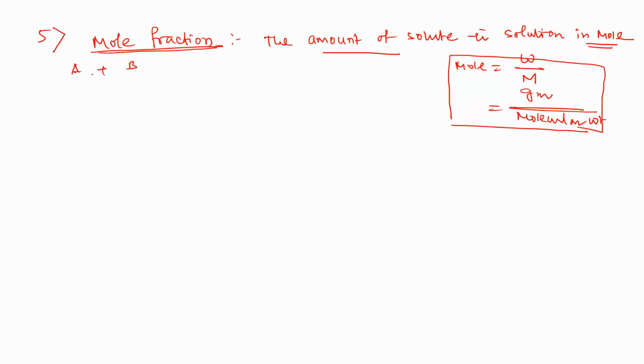Okay, so in the solution medium, A has the mole XA and B has the mole XB. So total mole equal to X plus XA plus XB. This is the total number of moles.